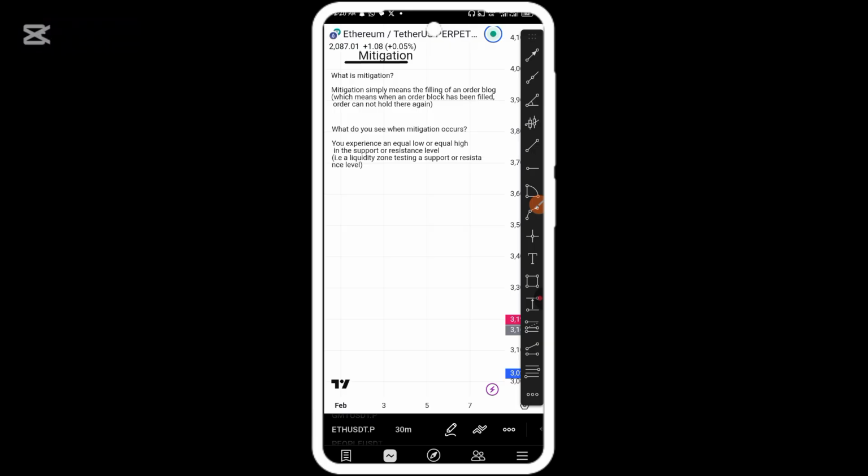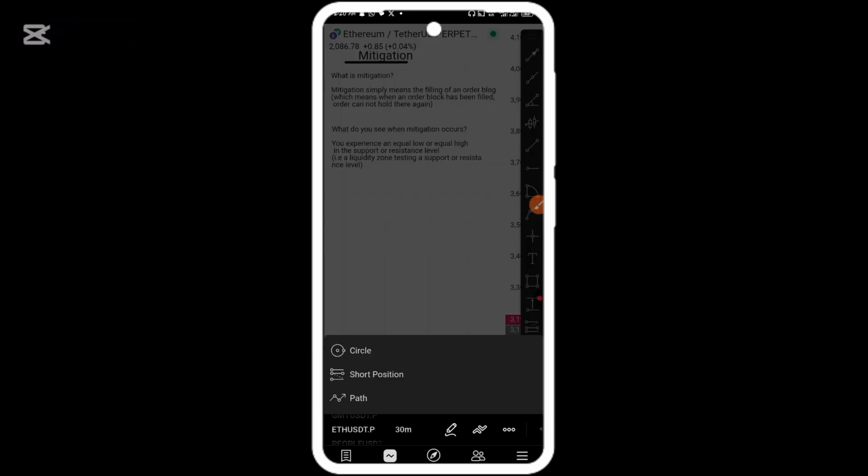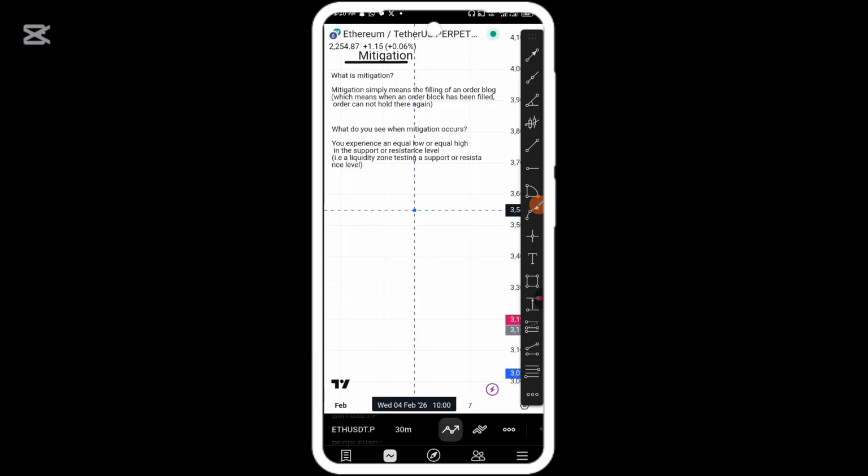Don't worry, I'll show you everything. Okay, now the first thing I'll be showing you guys on my screen is how to identify mitigation on a chart. So let me show you guys now. Let me bring out my pattern sketch. I want to show you guys what mitigation looks like when you're seeing a chart. Let's go ahead, guys. Just follow me.